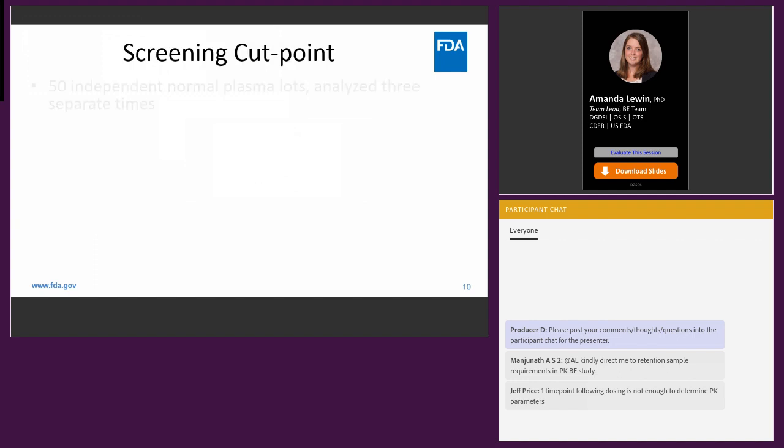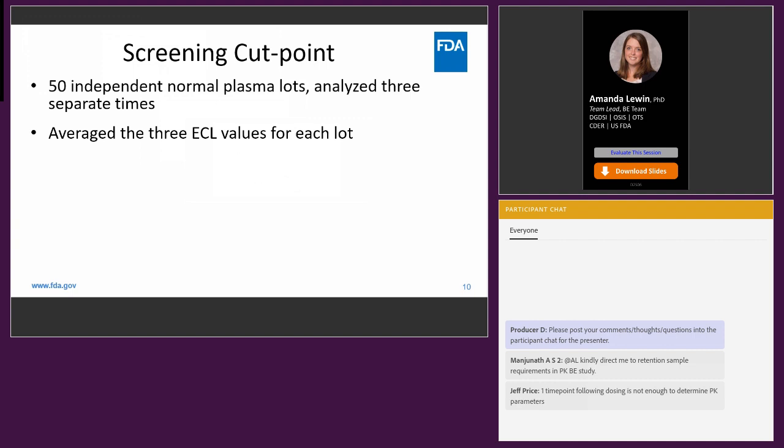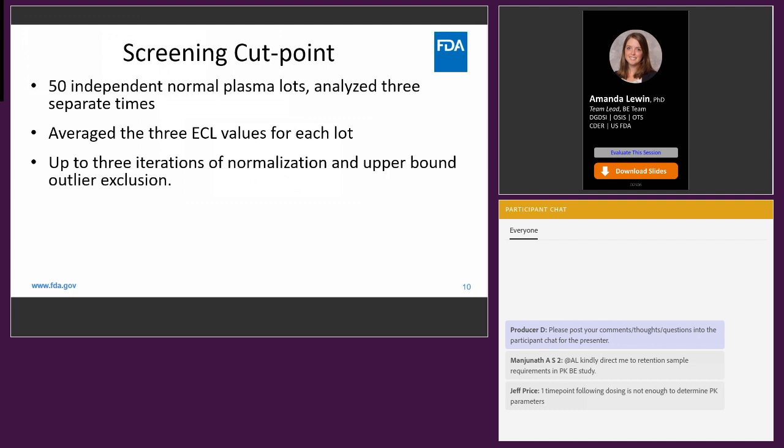The firm determined the screening cut point utilizing 50 independent normal plasma lots. Each lot was analyzed on 3 separate occasions, overall resulting in 150 ECL values. The site then averaged the 3 ECL values for each lot across the 3 occasions. This resulted in 50 averaged values. It was these average values that underwent cut point calculation, including outlier exclusion.